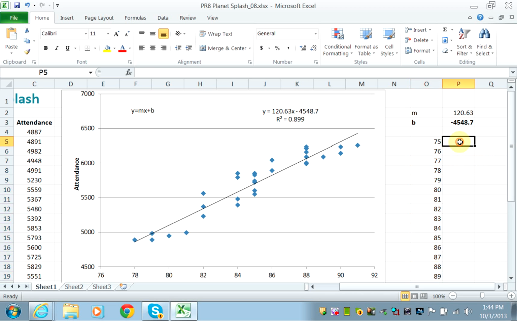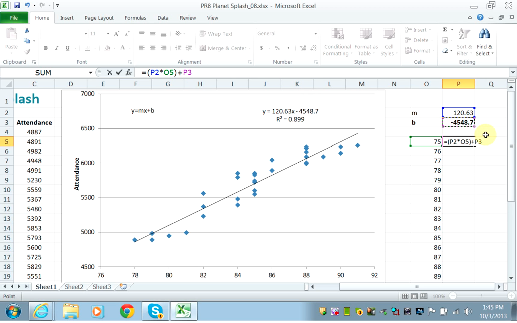So in P5 the y, as we said, is equal to the value in m multiplied by, because the equation says mx plus b, so multiplied by the x. I'm going to put that between parentheses, plus the b, which is negative 4,548.7. Now before I copy that formula to the rest, I need to ask myself, where are my fixed variables? I know that I have only one m and one b, so I need to fix those.